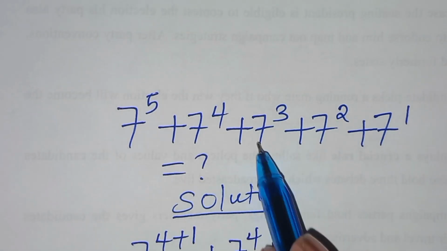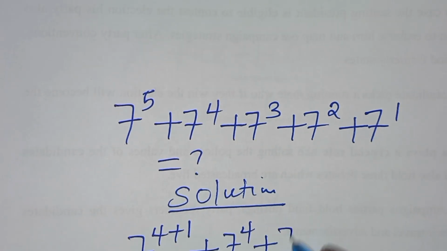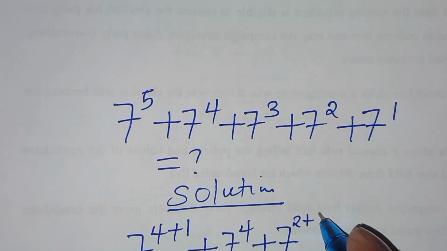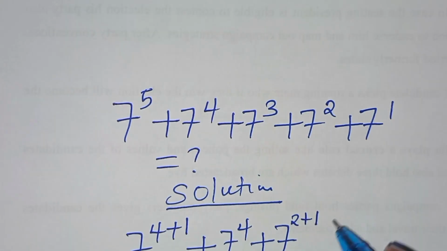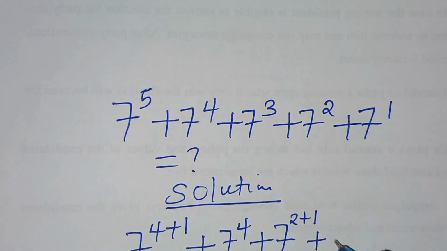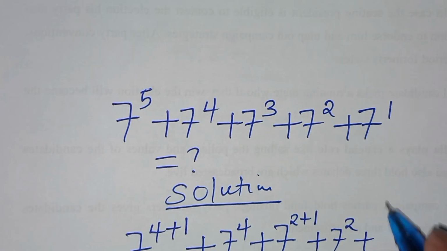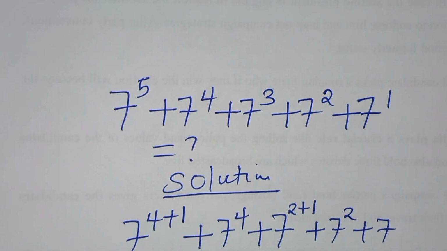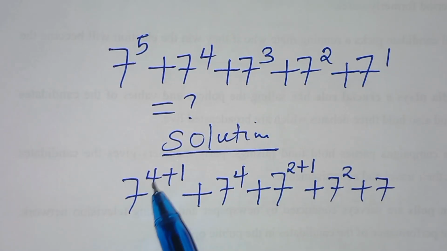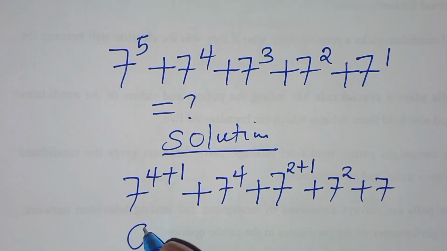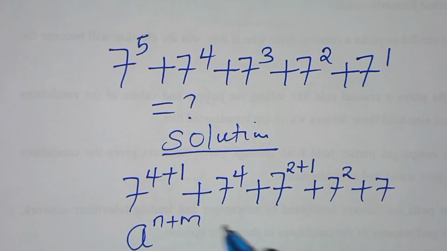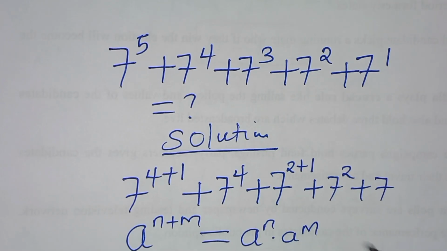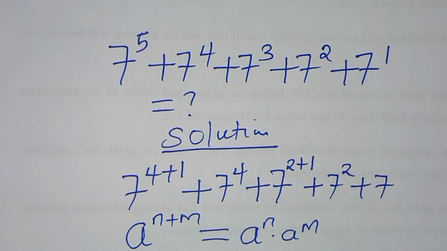then plus 7 to power 3 can be expressed as 7 to power 2 plus 1. So if you say 7 raised to power 2 plus 1 is the same thing as 7 to power 3. Then plus 7 squared. Then plus 7 raised to power 1 is the same thing as 7. But now 7 to power 4 plus 1, this is in the form of a to power n plus m, which we can transform as a to power n times a to power m. So let's apply this exponent property.